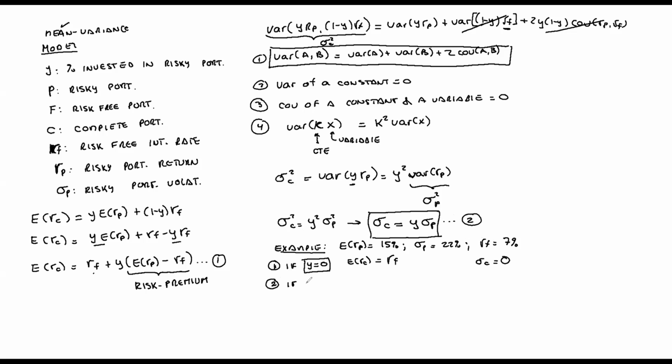Now assume that y equals, imagine, 0.5. So you tell me what is the expected return and what is the variance of the complete portfolio. Can you compute that? And finally, one example, what happens if y equals 1? What is my expected return of the complete portfolio and what is the volatility of my complete portfolio? Can you compute these two numbers, please?